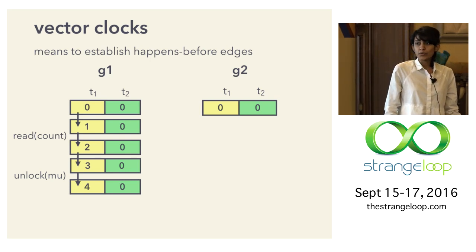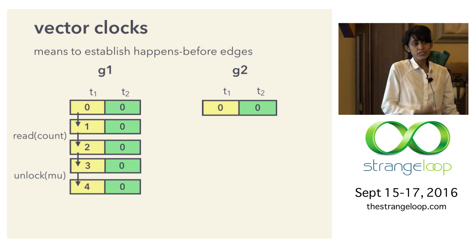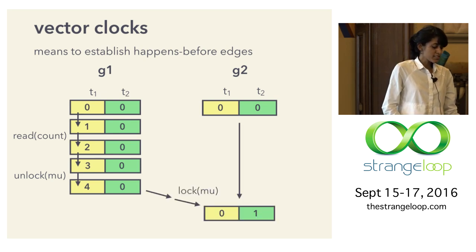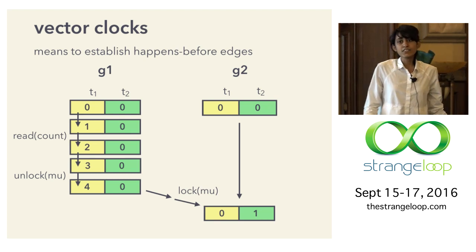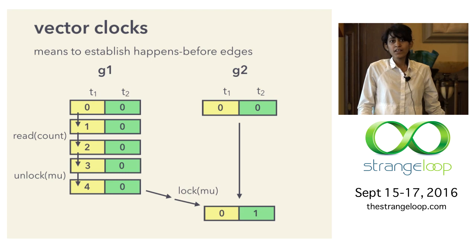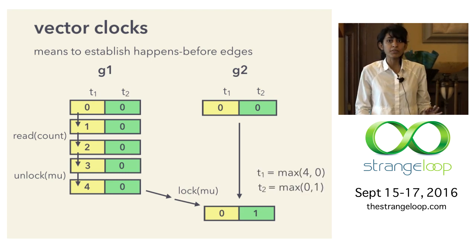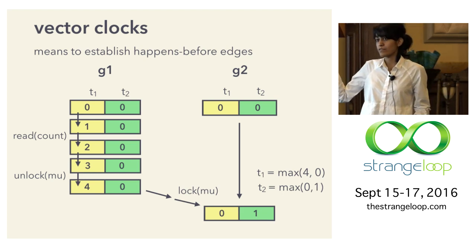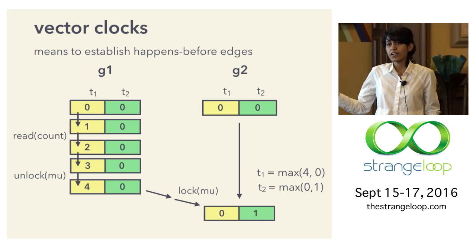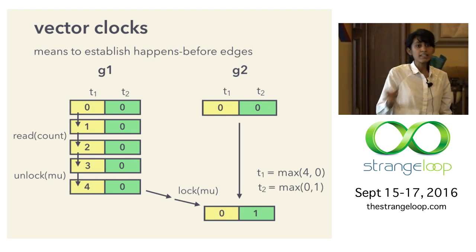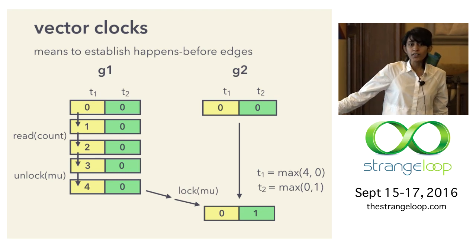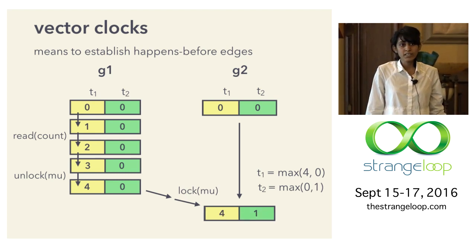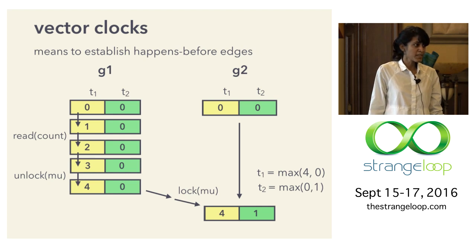Now, coroutine 2 can receive the mutex. So it sees one event and increments its vector clock by 1. And again, since this is a special synchronization event, a receive synchronization event, it performs this special update. It takes the max of every element in the vector clock and updates its entire vector clock to that max. So from 0, 1, this becomes 4, 1. Does that make sense? Cool.